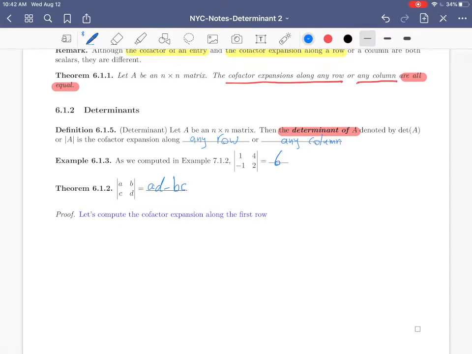Let's prove this theorem. Let's do the cofactor expansion along the first row. What if I want to do it along the second row? Doesn't matter. What about the first column? Doesn't matter. You're free to choose. This is just a times C11 plus the second entry in that row, b, times C12. To compute C11 and C12, we have (-1) to the power i plus j, and we can quickly figure out what those signs are.